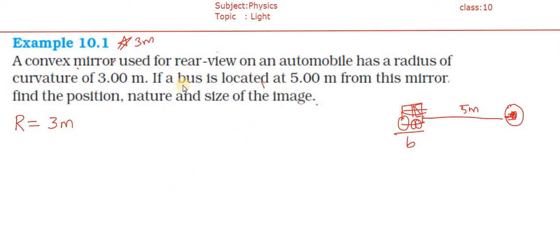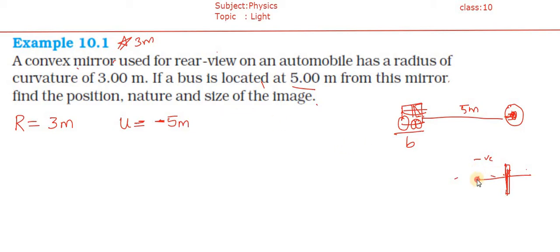Here we can write u, which is the object distance. The object distance they gave is 5 meters, so you need to write minus 5 meter. Why minus 5 meter? Because in the last class we discussed the sign convention. The object distance is always measured from the left of the mirror. Taking this part as the mirror, the left side is always taken as negative. So look into the sign convention we discussed in the last class.